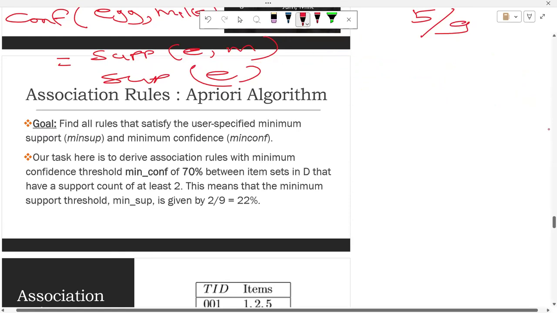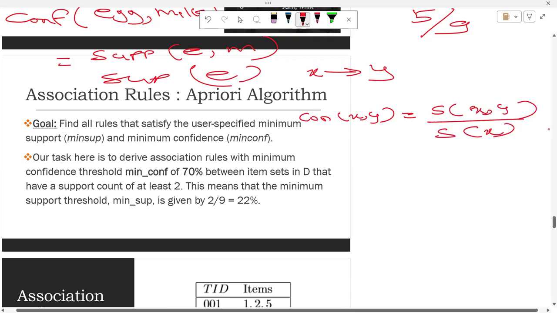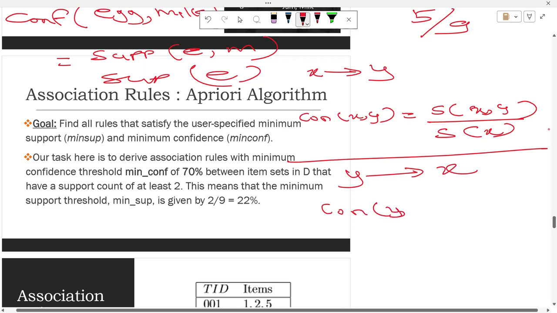Okay, the important thing: there is an association rule, x implies y. The confidence of x comma y is equal to support of x comma y divided by support of x. Another equation, y implies x. Just think about y implies x. So the confidence of y comma x, or x comma y, both are correct.